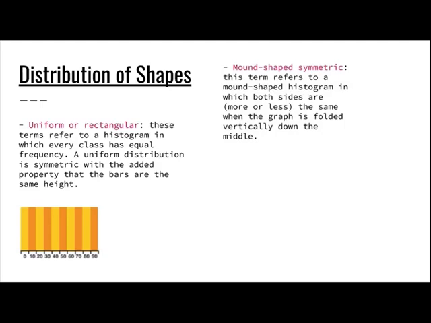Then we have mound shape or symmetric. Usually these are called symmetric, and you kind of want to think that if you fold it in half, it's going to be the same on both sides.